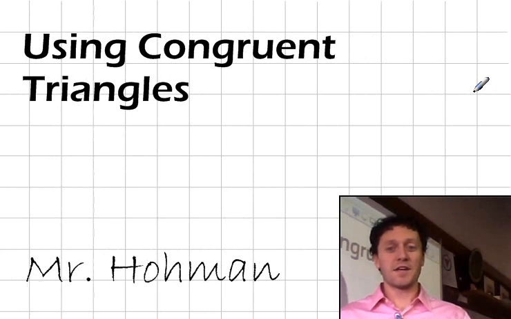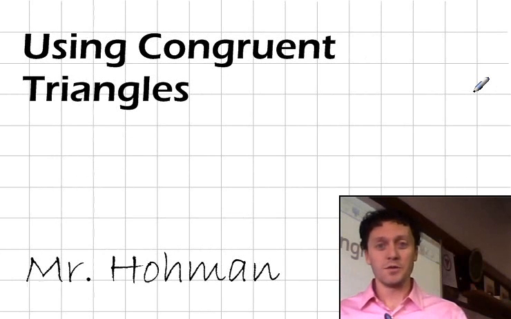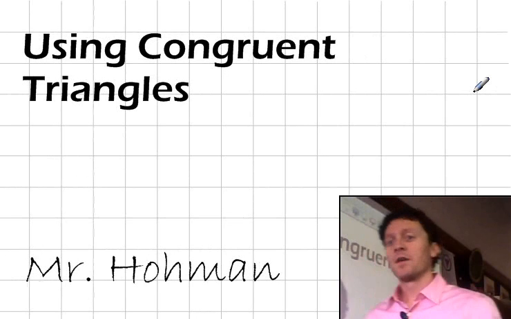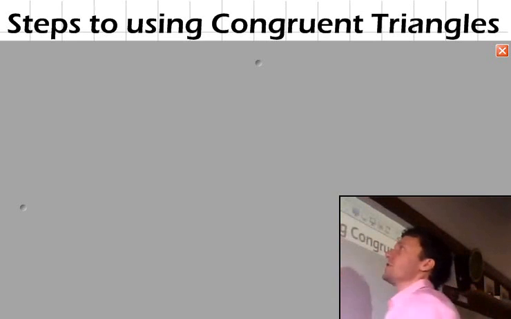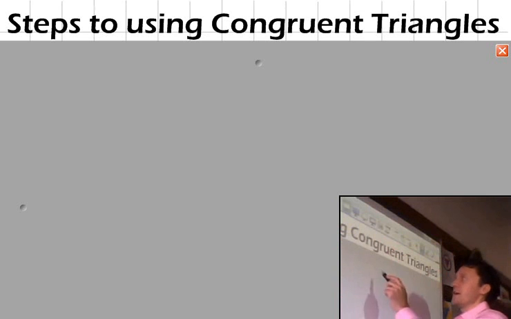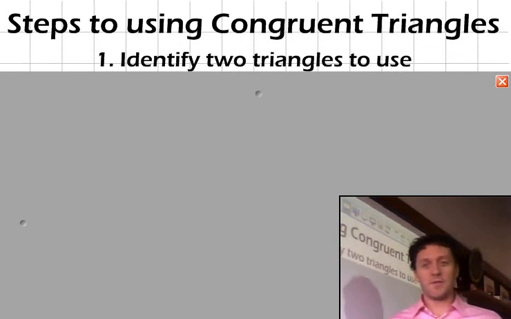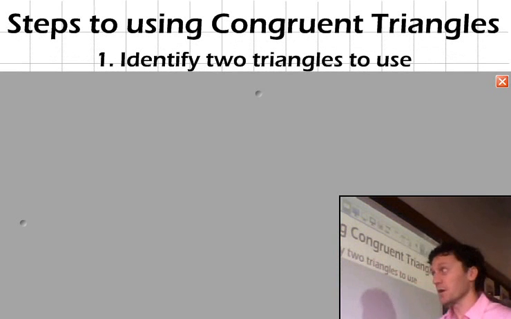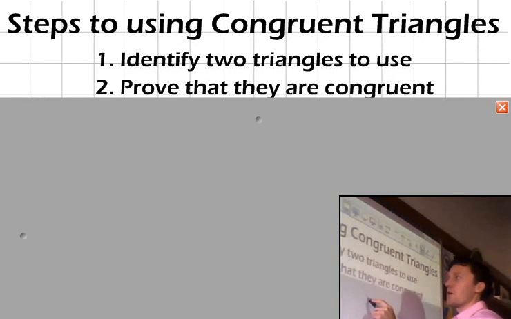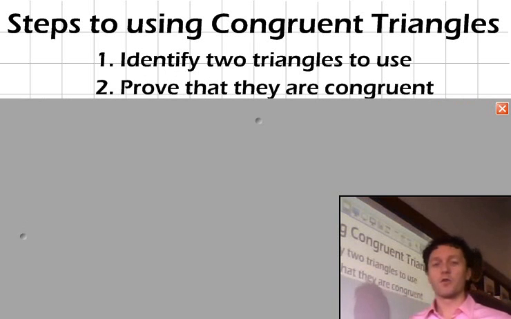Okay, in this section we are going to use congruent triangles. So here's how it looks. Here are the steps we take when using congruent triangles. First step, identify two triangles to use. Okay, so we're going to use these two triangles. We're going to prove that they're congruent.